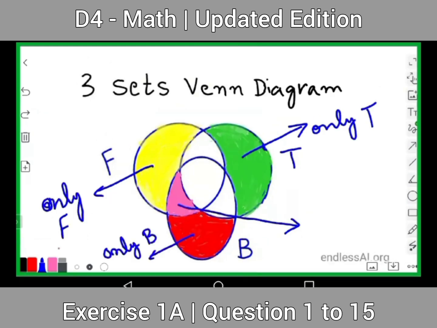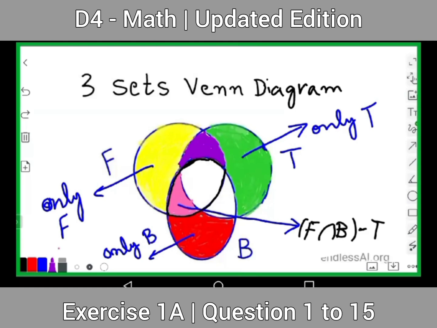Now the next question is a very tricky one. Does this pink region show F intersection B? The answer is no. Don't worry if you think this is the answer. There are many ways to go wrong in the three-set Venn diagram. This region highlighted in black is F intersection B, but this pink marked region is F intersection B minus D, because it has been observed that it does not include anything from set D.